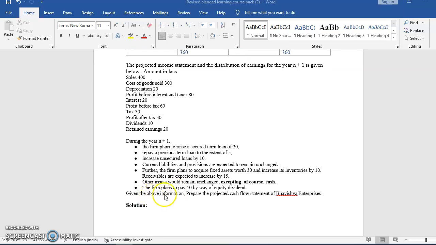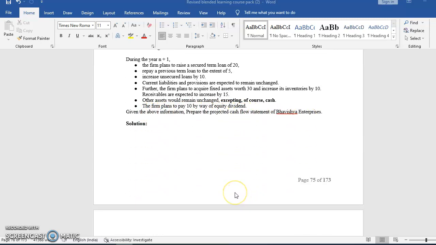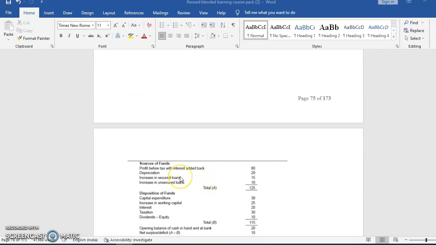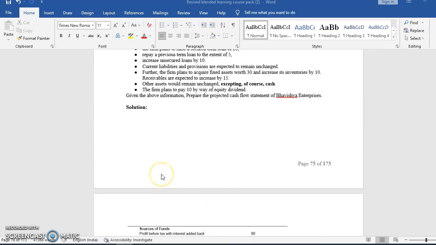So given the above information, you are told to prepare the projected cash flow of Bhavishya Enterprises. Now what is the solution? Quickly we'll go through the solution. We can take the cash flows in two ways. One is the same way you have your cash flow statement, with operating activity, investing activity and financing activity.